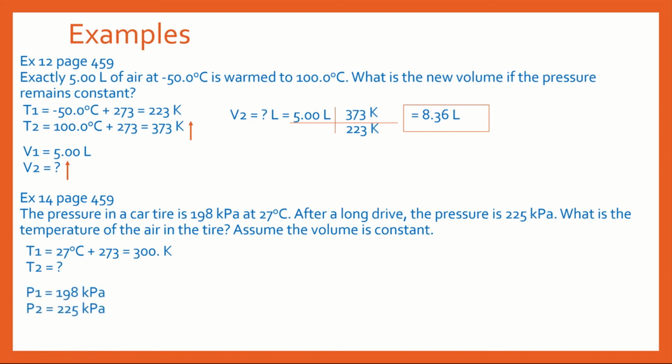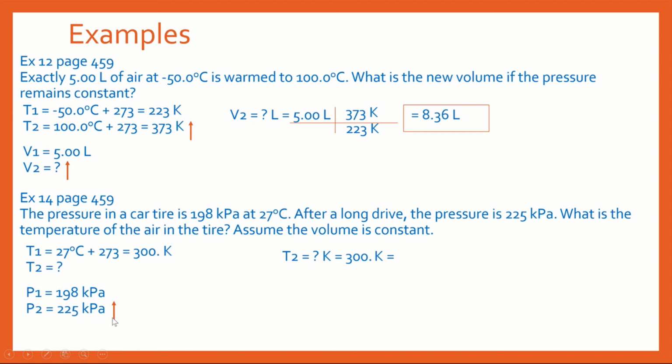Here's my pressures, 198, and it increases to 225. So I set up my factor label. I'm looking for my second temperature. It's going to be in Kelvin. Excuse me, not degrees Kelvin. There is no degrees Kelvin. We're starting with 300 Kelvin.